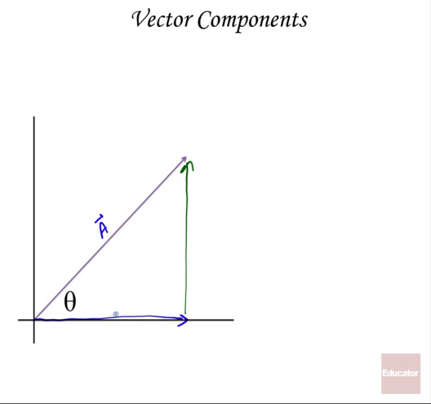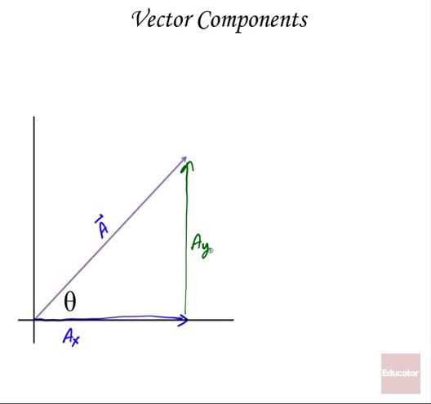Notice that the blue vector plus the green vector, if we add them together, gives us that A vector, the vector we started with. So we're going to take this A vector and we're going to replace it with this blue one and this green one. Two vectors that are a little simpler to deal with mathematically. Let's call this the x component of A, and we'll call this the y component of A.